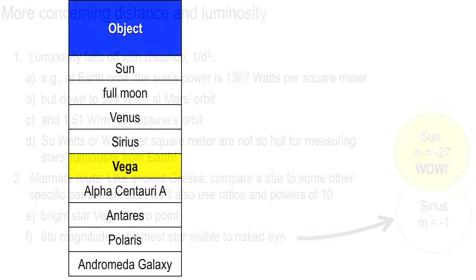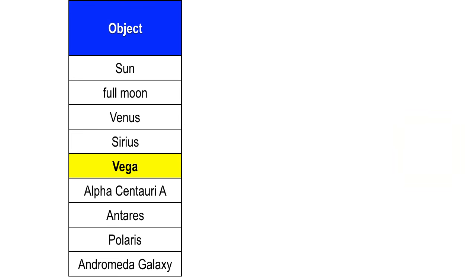So let's make a table here. Here's some objects. Vega's in the center of the table. And we've got the Sun, the full moon, Venus, and Sirius. Here's Vega, the reference. Alpha Centauri A. And then here's some other stars that you can see. Antares and Polaris. Polaris is the North Star, and we can always see that if the night is clear. And then the Andromeda Galaxy, you can see, actually, I think you might be able to see it now.